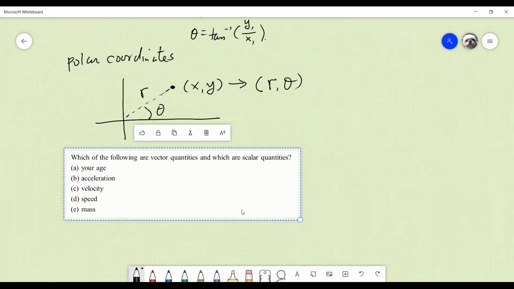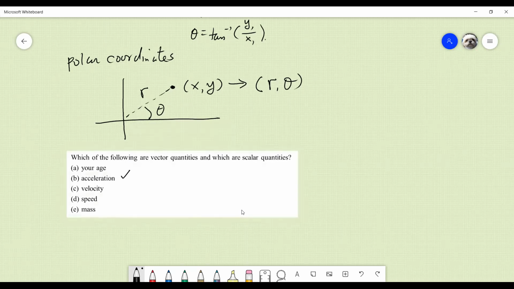A, acceleration. B, velocity. C, velocity and speed. Acceleration is a vector, and velocity is a vector, right? Speed is not a vector. Speed is a scalar. Speed does not tell you the direction.